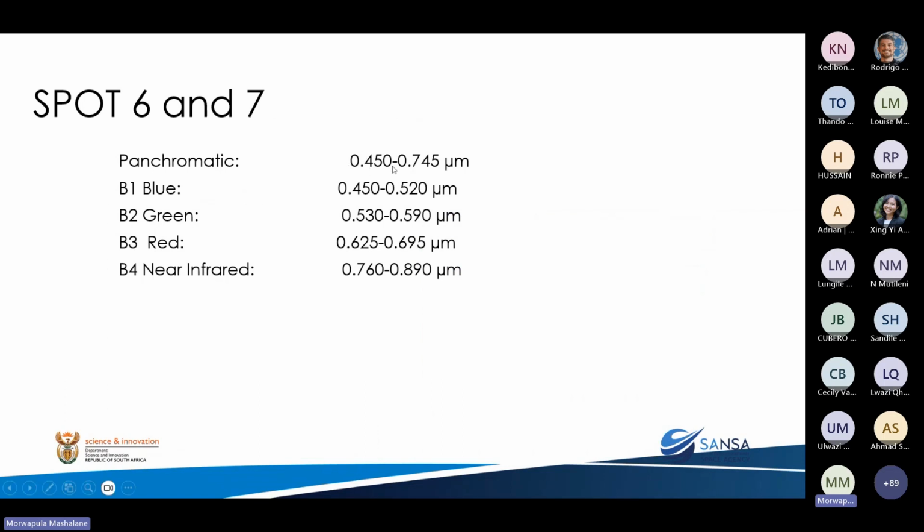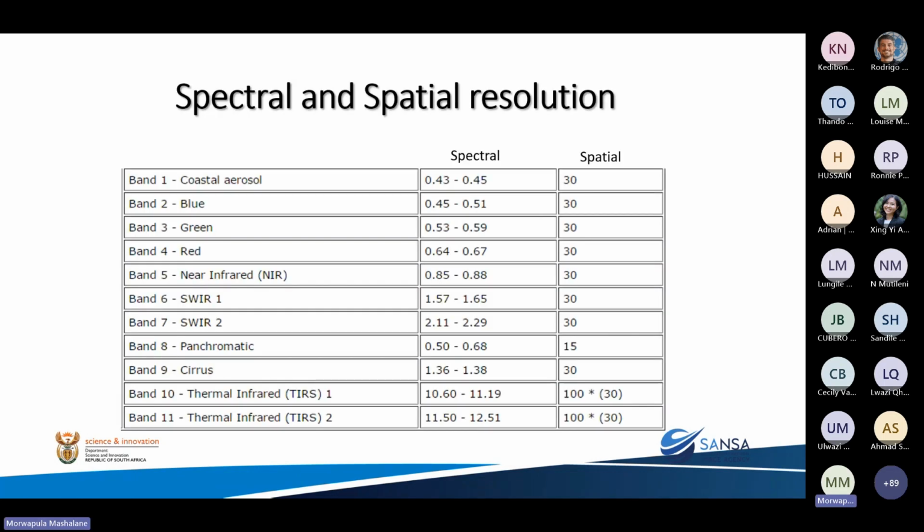It's usually represented in that energy range. For example, the panchromatic band ranges from 0.4 micrometers to 0.7 micrometers, or 450 nanometers to 769 nanometers. That is an example of spectral versus spatial resolution.